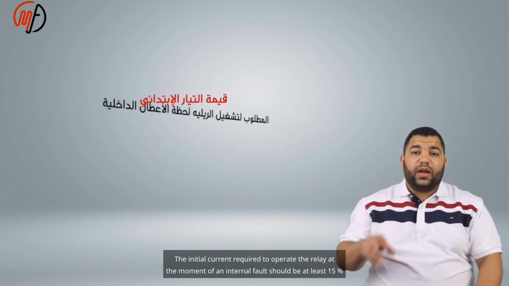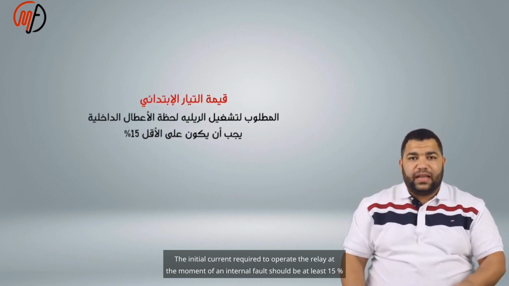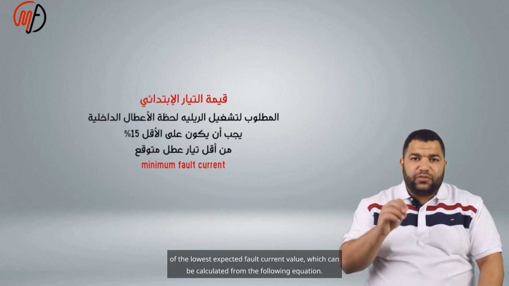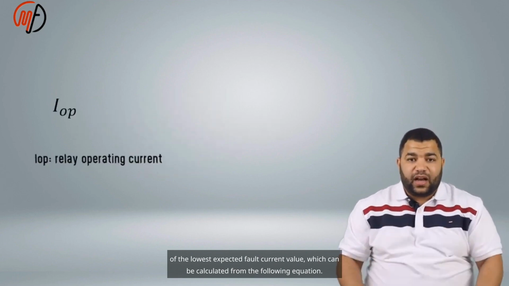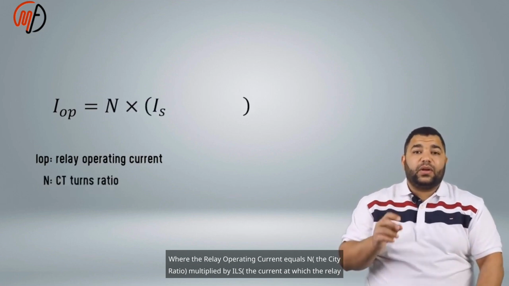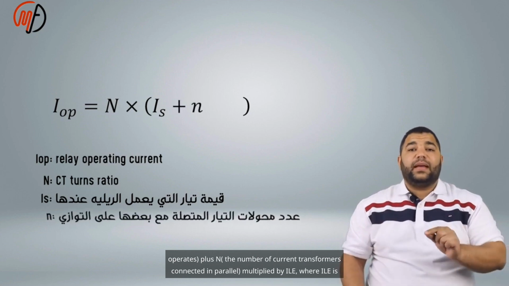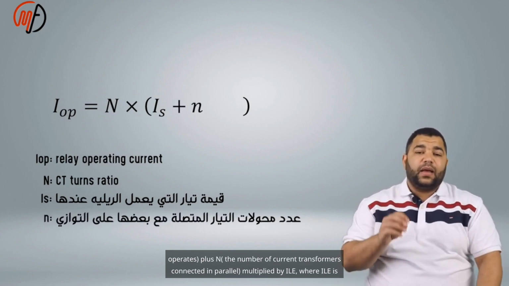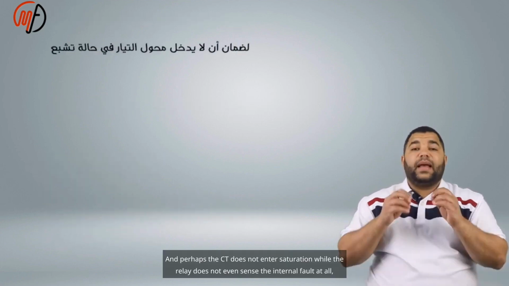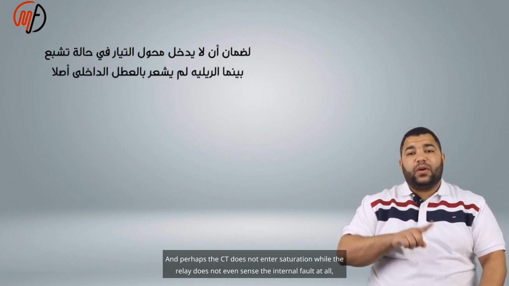The initial current required to operate the relay at the moment of an internal fault should be at least 15% of the lowest expected fault current value, which can be calculated from the following equation, where the relay operating current equals N, the CT ratio, multiplied by ILS, the current at which the relay operates, plus N, the number of current transformers connected in parallel, multiplied by ILE, where ILE is the magnetizing current. Magnetizing current is crucial. Otherwise the CT may not enter saturation, while the relay does not even sense the internal fault at all.